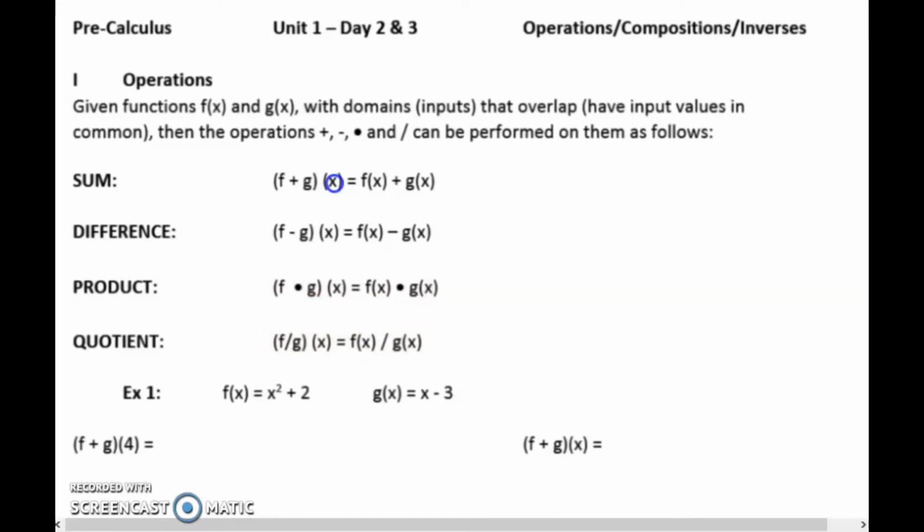So for our first example here, I'm going to give you two functions. One of them is f(x) equals x squared plus 2. So basically what that function says is you're going to take your input, you're going to square it, and then you're going to add 2. The other one, g(x), is x minus 3. So you can take your input and you're going to subtract 3. So two pretty straightforward functions.